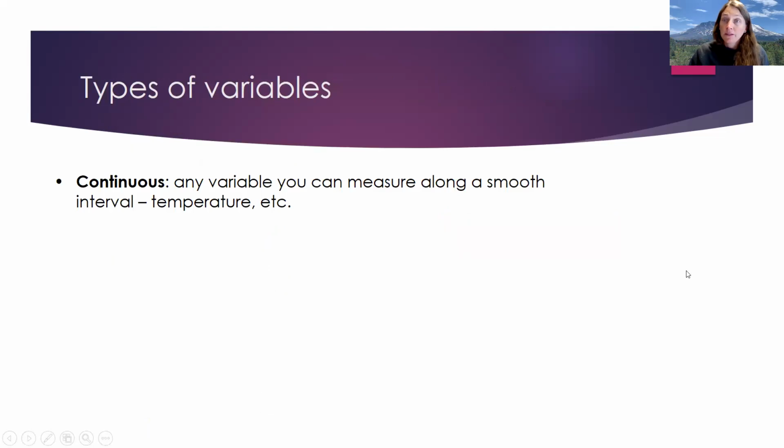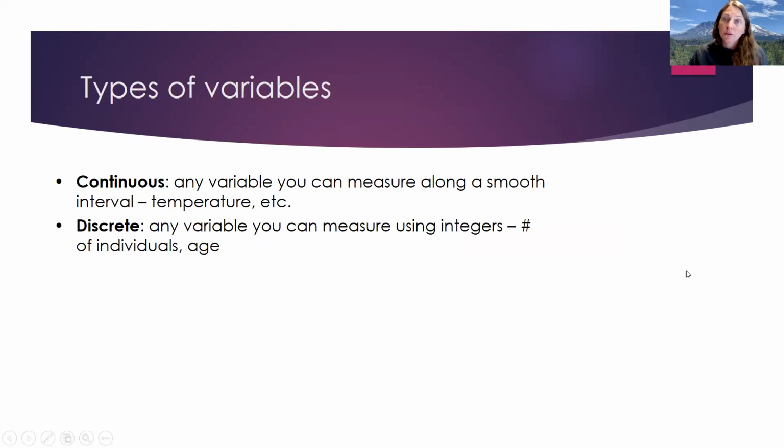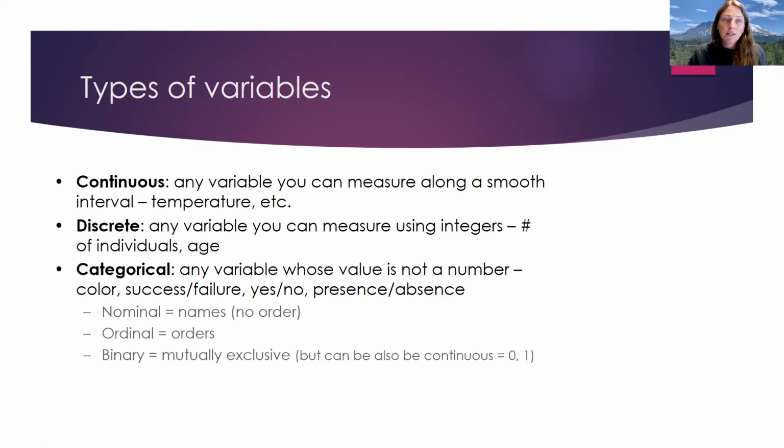And so again, continuous is measured along a smooth interval, something like temperature. Discrete is a variable that you can measure using an integer, like a count of individuals' age. And then categorical variables are any variable that's not a number, a color, a success versus a failure, a presence or an absence, yes or no, right? And there are different types of categorical variables.